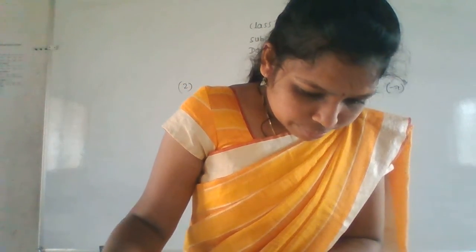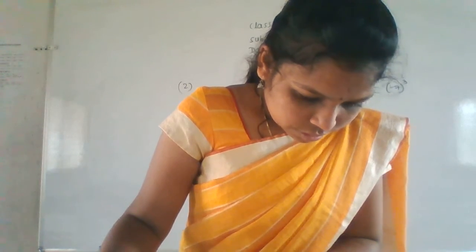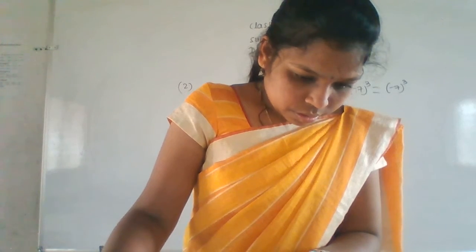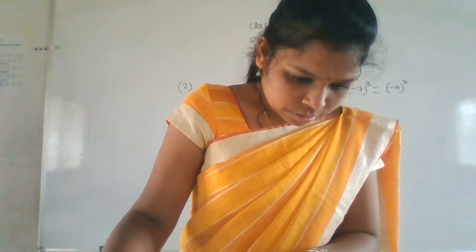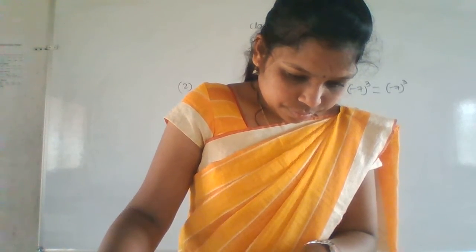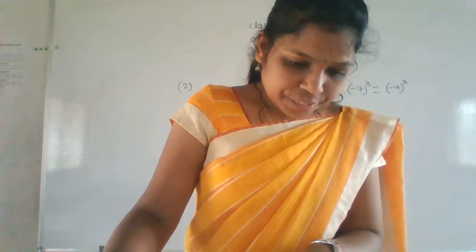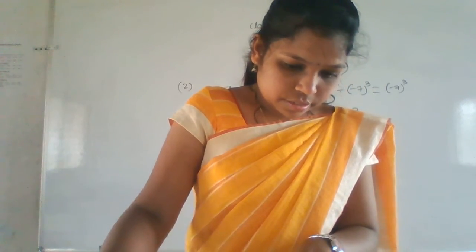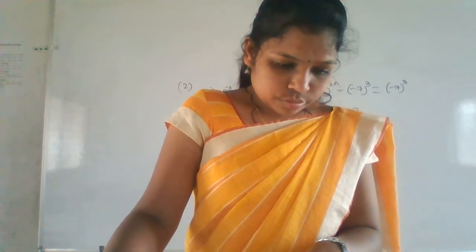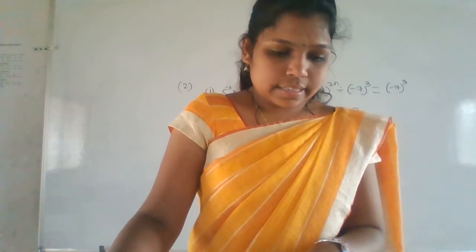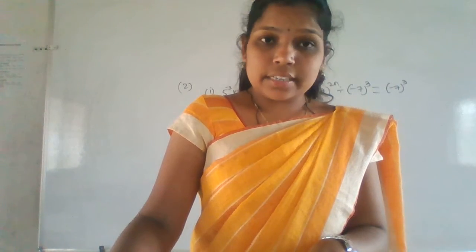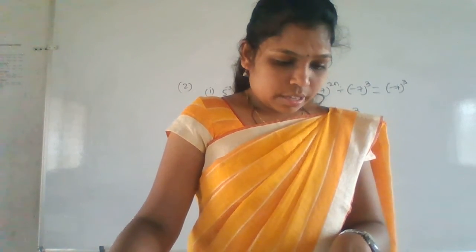In the third problem, they didn't mention the n value. I think that must be 2n minus 1, otherwise the question will be wrong. They didn't mention the n value. Third one, okay, later I'll tell that one. I'll just make it correct for that question only. Okay, next, fourth one.